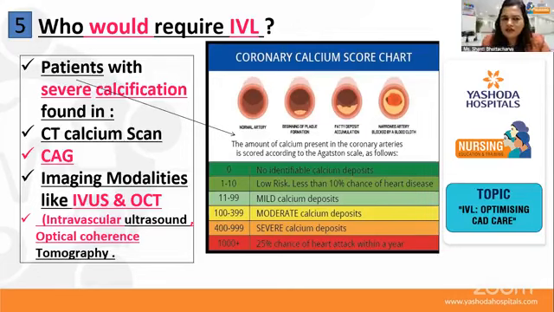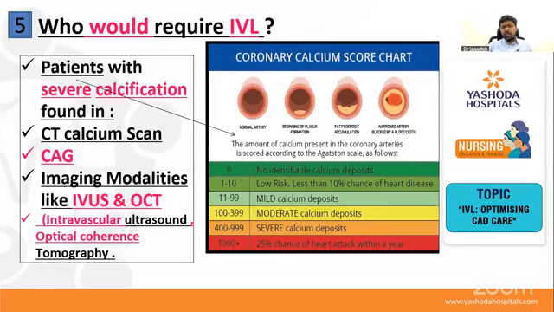So, sir, there might be a question everybody wishes to understand: who would require an IVL, like you said about the imaging modalities. Should we stick to the standard scoring pattern, where 100 to 399 is moderate calcium deposit, or more than 400? You see the patient's report and then you plan for IVL. Is that so, sir? Oh, very interesting question.